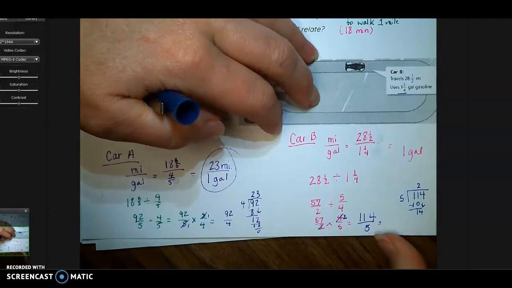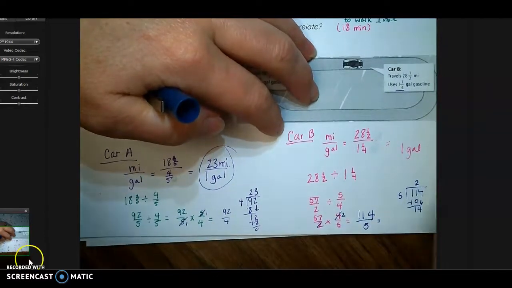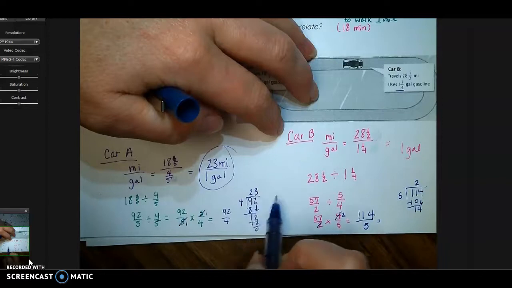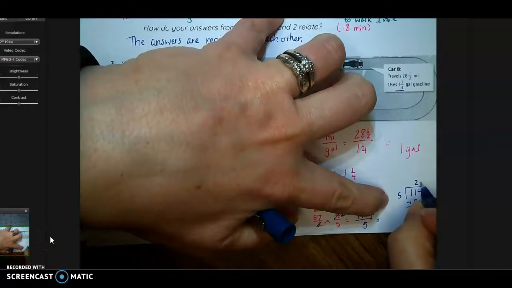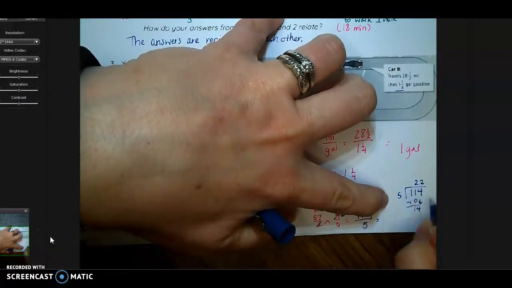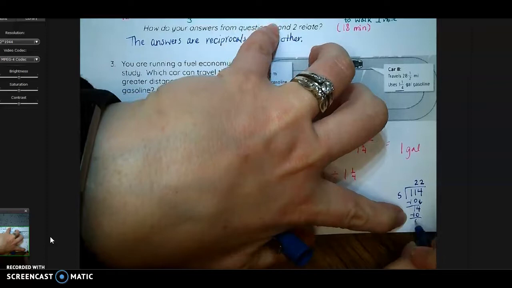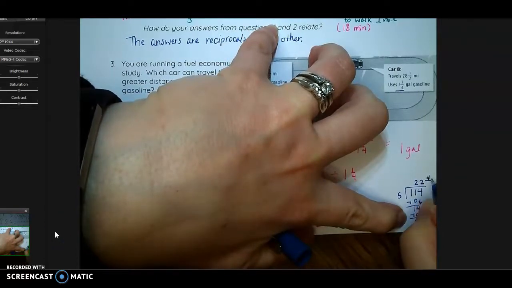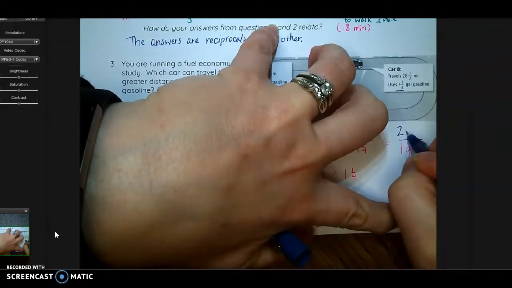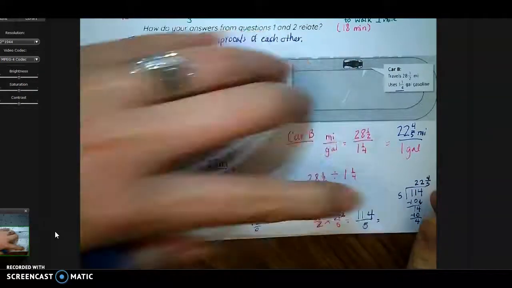I'm going to go ahead and show how to make sure that you know how to turn this improper fraction into a mixed number. I got a nice whole number. I didn't have anything left over. When I do this one here, 5 goes into 14 2 times. That gives me 10, and I have that 4 left over. So that becomes my new numerator, and I still have that same denominator. So this car is going to get 22 4/5 miles per gallon.